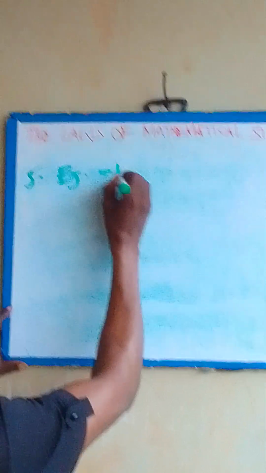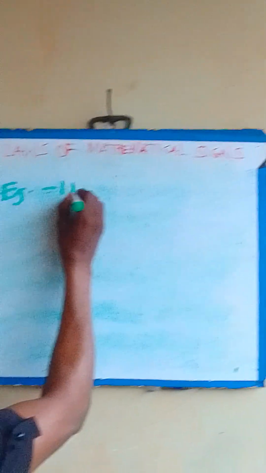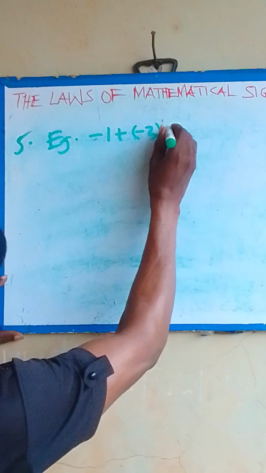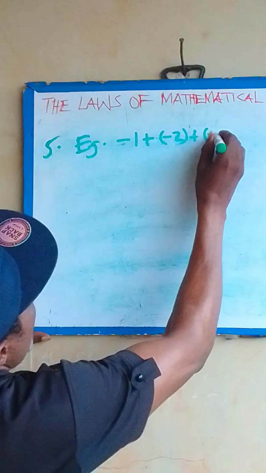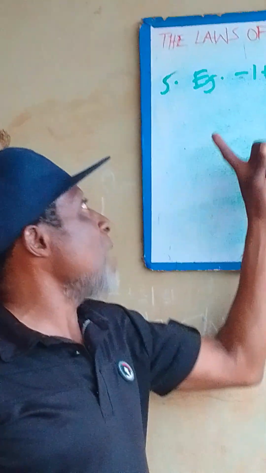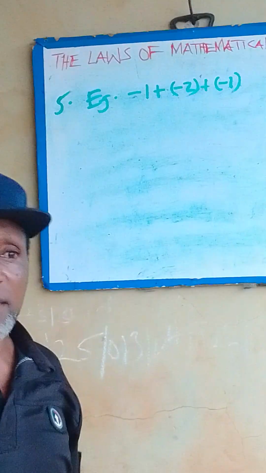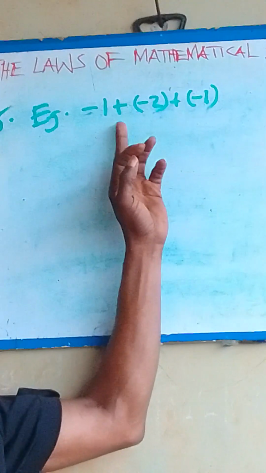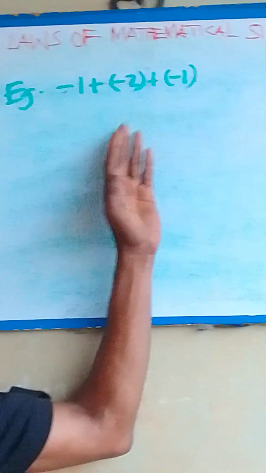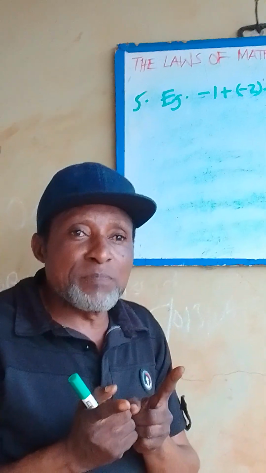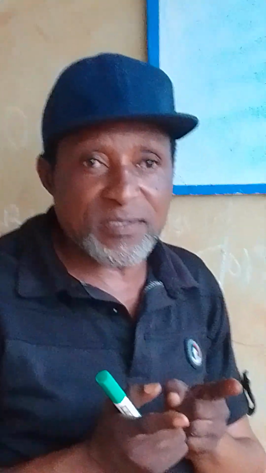minus 1 plus minus 2 plus minus 1. Now you can see how I'm separating the signs. When positive and negative signs come together, use parentheses to separate the signs. Use parentheses to separate the signs.